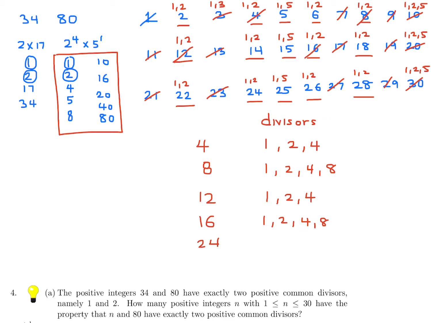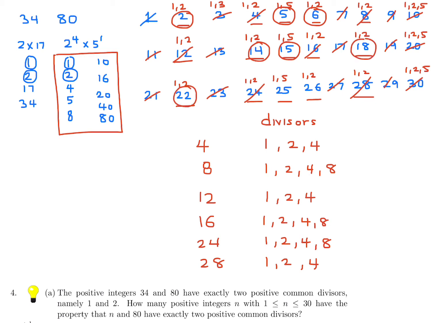24, I think you can extract more than 2, 1, 2, but you can also take out a 4 and 8 and so on, so that's no good. And I think the 28 also, 1, 2, and then 4, so that's no good. So the only ones that are remaining, 1, 2, 3, 4, 5, 6, 7, 8, 9. So those 9 are the only ones that would give you exactly 2 common divisors. So the answer is 9.